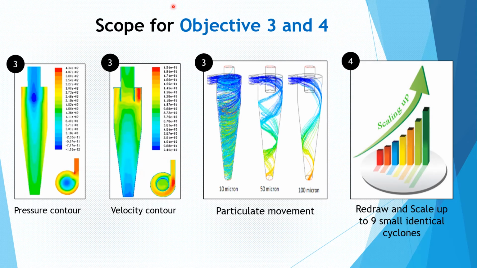This is the scope for Objectives 3 and 4. In the scope of Objective 3, pressure and velocity of gas are visualized through the application of CFD. The red color region represents the gas moving with highest pressure or highest velocity. Interestingly, not only gas flow pattern, particulate movement also can be observed through CFD. Whereas Objective 4 is to scale up to 9 small identical cyclones.